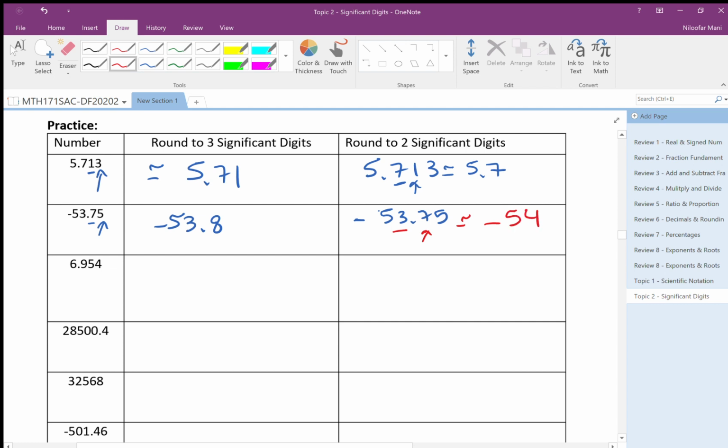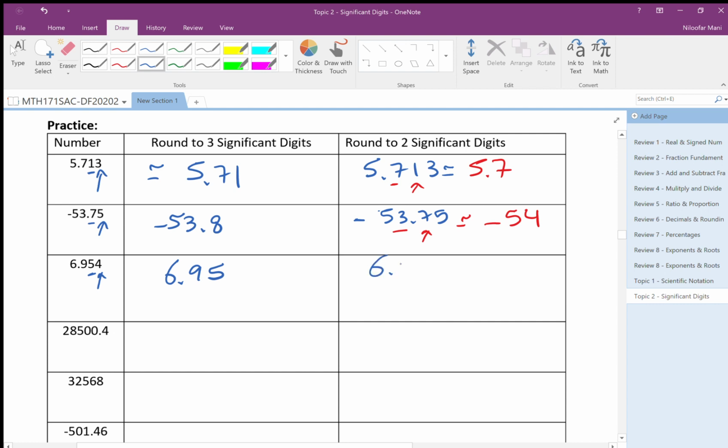Yeah. So how about here? Maybe for this one I use red just to emphasize that I'm doing it differently from the other one. Okay, so that's 5.7. Yeah. Okay, how about here? So you underline this and check this. So it is 6.95. You don't change it.